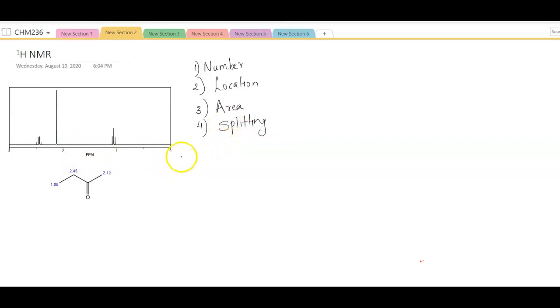Now let's talk first about the number of signals. The number of signals in a proton NMR indicates the different kinds of protons. It doesn't tell you how many protons there are, but it will tell you how many kinds of protons there are. Protons that occupy an identical electronic environment will be chemically equivalent, and they will produce only one signal.